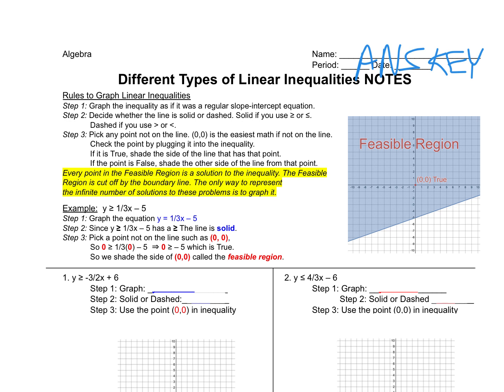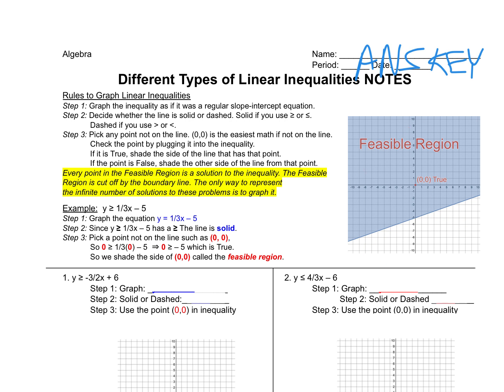Because it's greater than or equal to, we should use a solid line. So this is a solid line, not a dashed line. Remember, a solid line means that every point on that line is also part of the solution. Because this is our boundary cutoff, the solution is either going to be above the line or below the line.